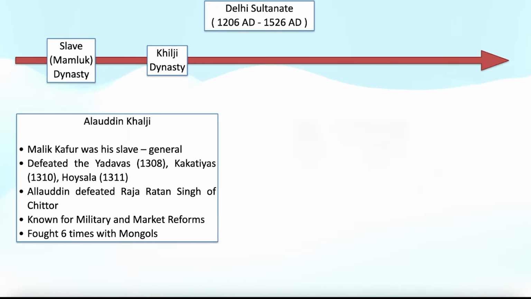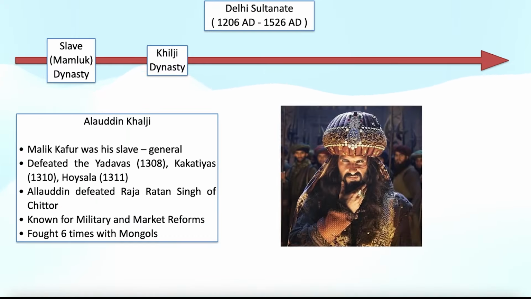Then comes Alauddin Khilji. You need to remember a few facts about Alauddin Khilji. Malik Kafur was his slave general, and under the leadership of Malik Kafur, Alauddin Khilji was able to defeat the Yadavas, Kakatiyas and Hoysalas. Alauddin also defeated Raja Ratan Singh of Chittor. Alauddin Khilji's period is also known for military and market reforms. So he issued multiple reforms.